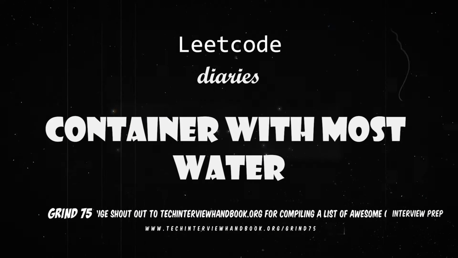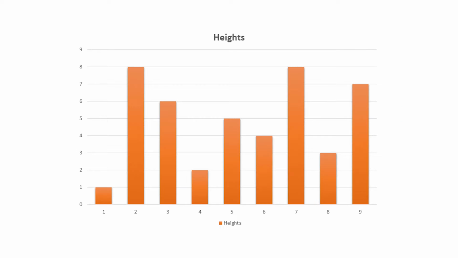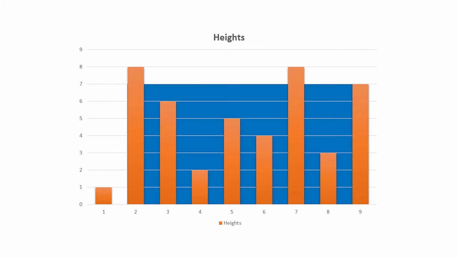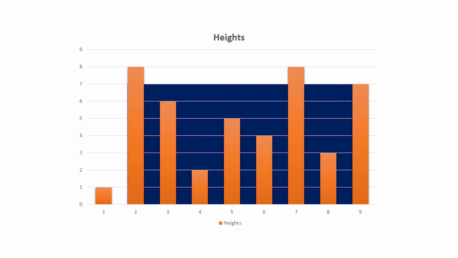Hello everyone. In this problem, we are given heights in an integer array of length n. Based on these heights, we have to determine the area between two heights such that the length of the two heights chosen and the distance between the two is greater than the rest of the pairs of the two heights and their distance. This is the area where there will be more water.